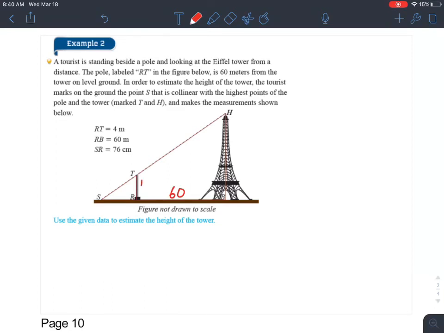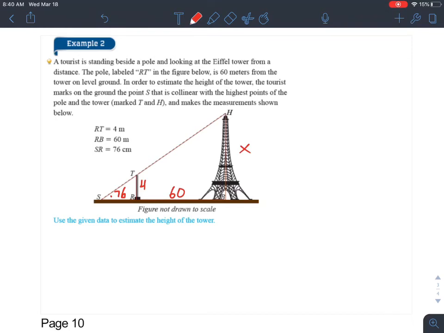We are told that the height of the pole is 4. We are also told that this person is 76 centimeters away from the pole. So notice it said centimeters. I'm going to convert that into meters. That is 0.76 meters. And what we need to do then is we have to find the height of the Eiffel Tower.